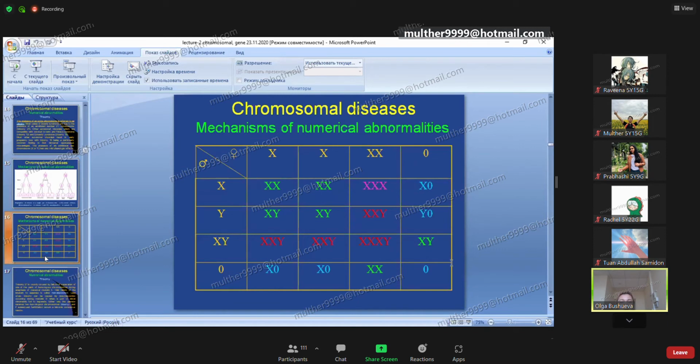And here you can see a table which demonstrates different variants of the presence of chromosomes in different gametes, which may be associated with aneuploidies such as trisomy, presence of 3 X chromosomes for example, tetrasomy, here you can see presence of 3 X chromosomes and 1 Y chromosome, and monosomy, presence of 1 X chromosome or 1 Y chromosome, such as X0 and Y0, and normal variants such as XY, XX.